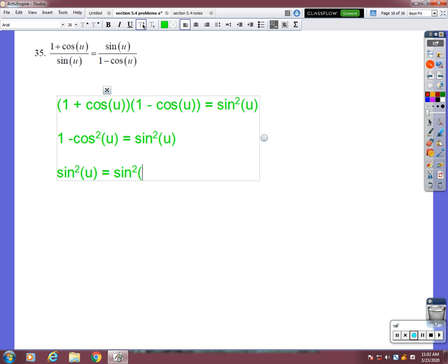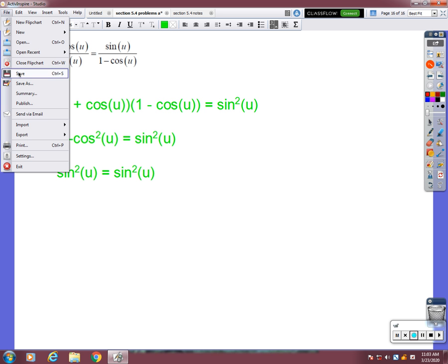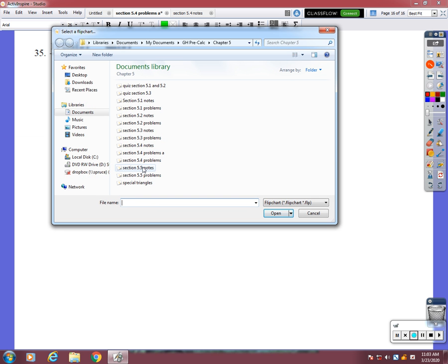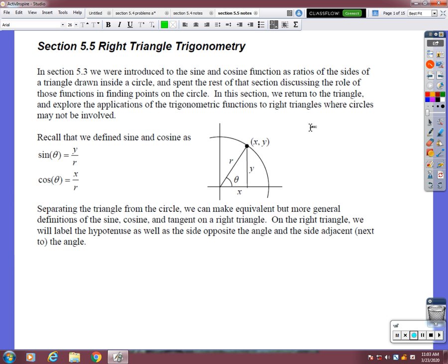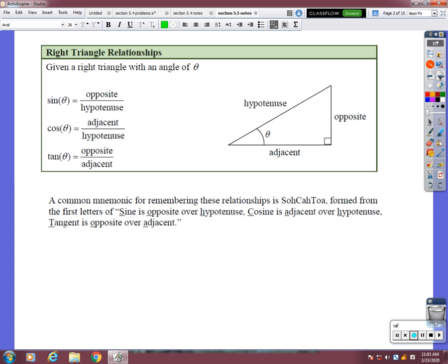Okay, that's all I have for you today. I will be back tomorrow, and we will do section 5.5, which let's take a little preview and see what that's on, so you guys can all get excited. 5.5, right triangle trigonometry. Kind of thought that's what we were doing already.